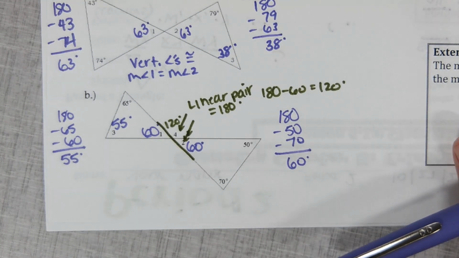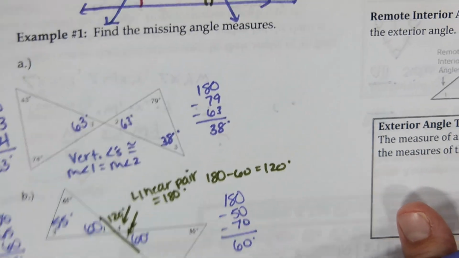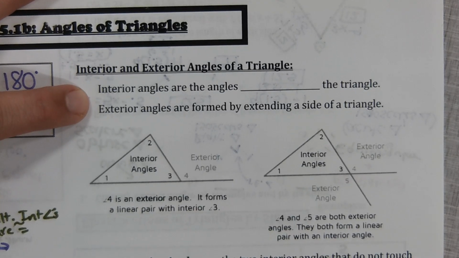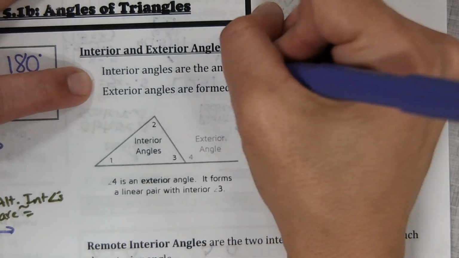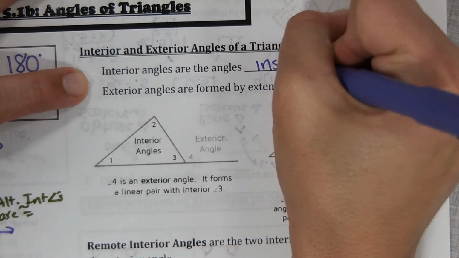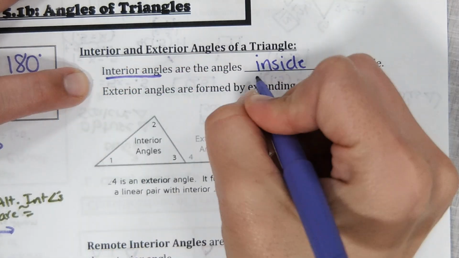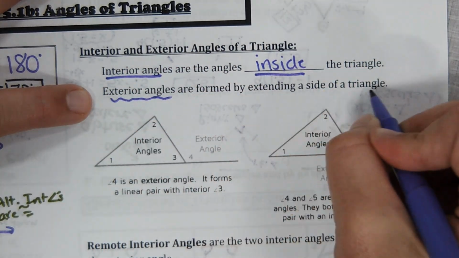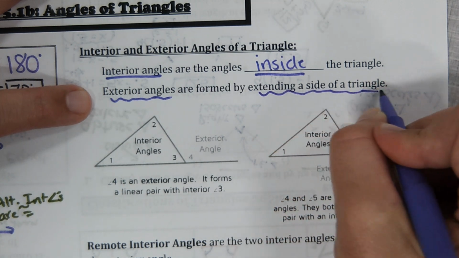Okay, then on the other side, interior and exterior angles of a triangle. Interior angles are the angles on the inside of the triangle, which makes sense. Interior, inside. Interior angles, inside. Exterior angles are formed by extending a side of the triangle, which we'll see as well.